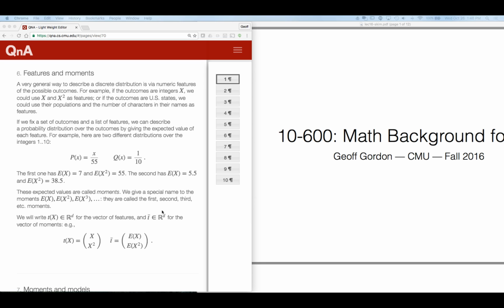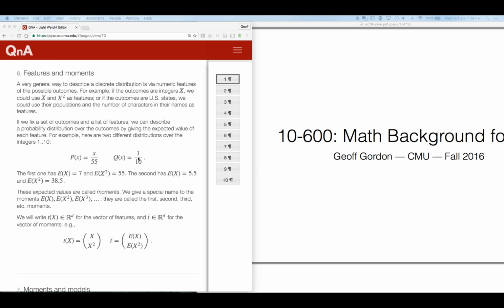All right, so features make a good way to describe a probability distribution because I can ask what is the expected value of a feature, right? For example, suppose I have my features as x and x squared, and I'm going to have a distribution over the integers 1 to 10. So I've got two different distributions here. There's this distribution where the probability of x is just x over 55. That means the probability of seeing 1 is 1 in 55, the probability of seeing 10 is 10 in 55. So this is a distribution where larger numbers are more likely.